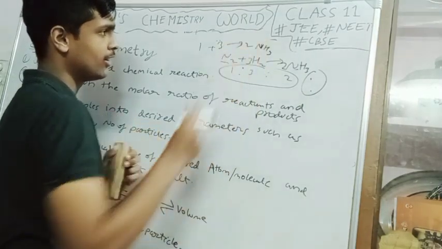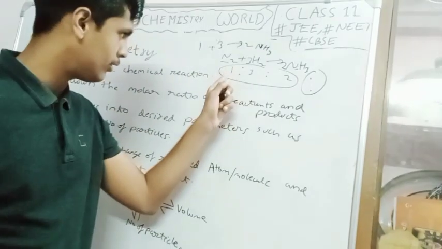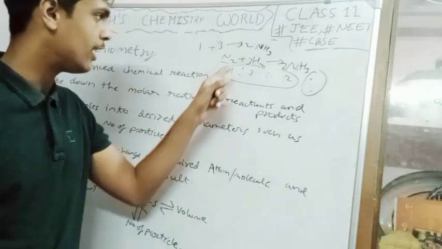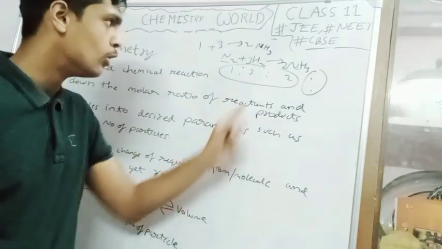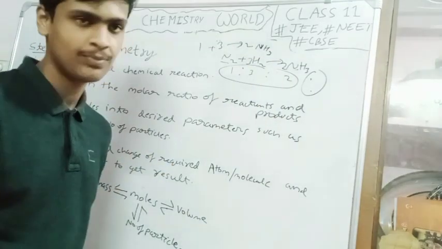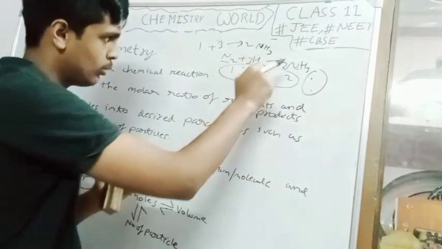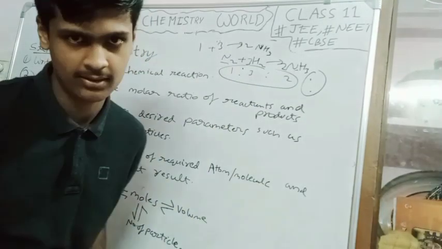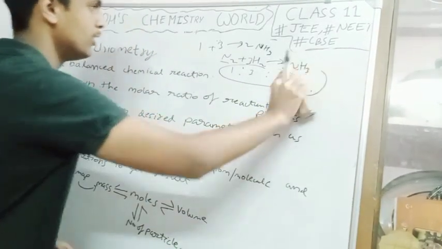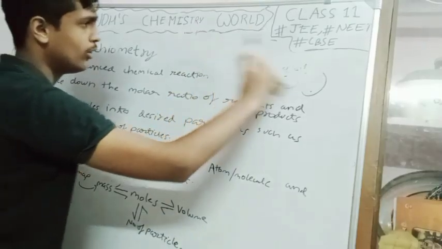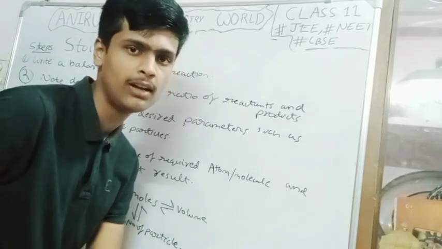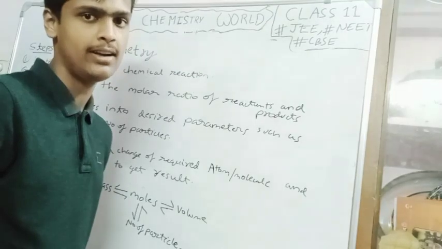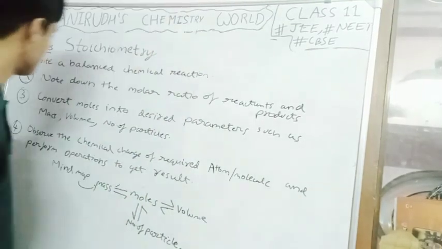Are you getting my point? You just see this. Only 1 mole of N2 nitrogen is reacting with 3 moles of H2 to produce 2 moles of NH3. This is the meaning of molar ratio. It's just numbers separated by this colon. This is the ratio. That's it. Just see, don't note this down. I'll give you one example, and as per these steps, I'll solve the question and we'll make our concept clear, right?